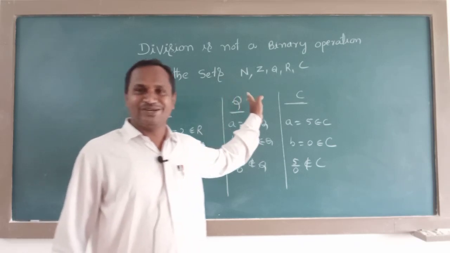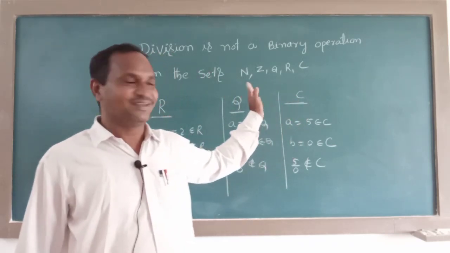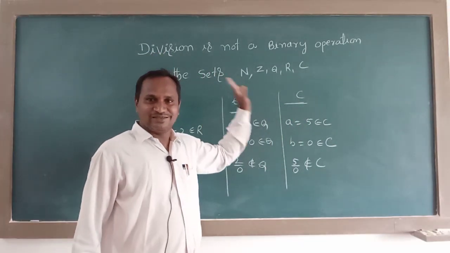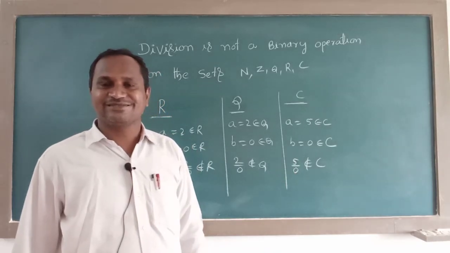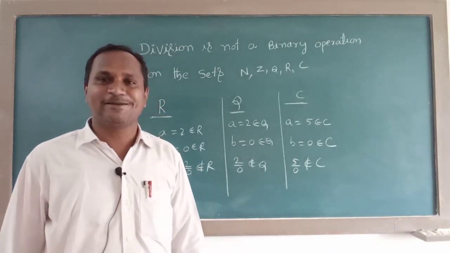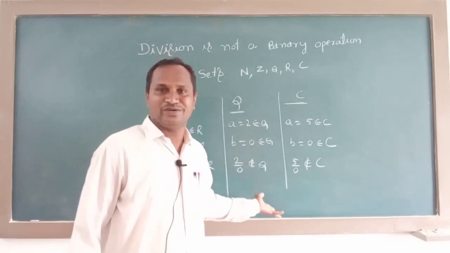Even about N and Z, they are not forming binary operations there. At the end of N, I already told about N at the starting time. In case of Z also, they are not forming binary operations here. Now, in which case it forms binary operations, about that we are now going to discuss.